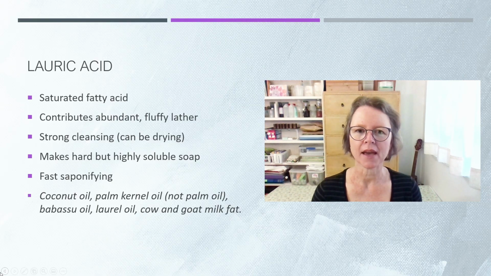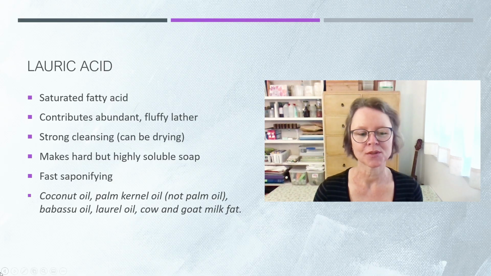Lauric acid also makes a pretty hard bar of soap, but very soluble. So hardness when you first make a bar of soap, or even when you're using it, that doesn't necessarily mean that it's going to last very long. So hardness and longevity are important to understand the distinction. Lauric acid makes hard but soluble soap. It's fast saponifying, so it sets up quite fast when you're making soap high in lauric acid.